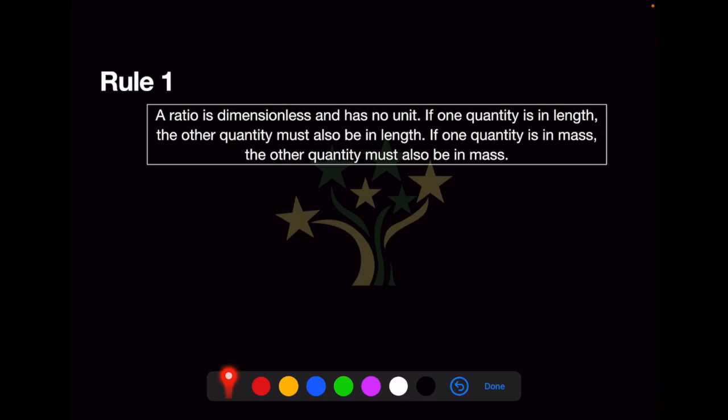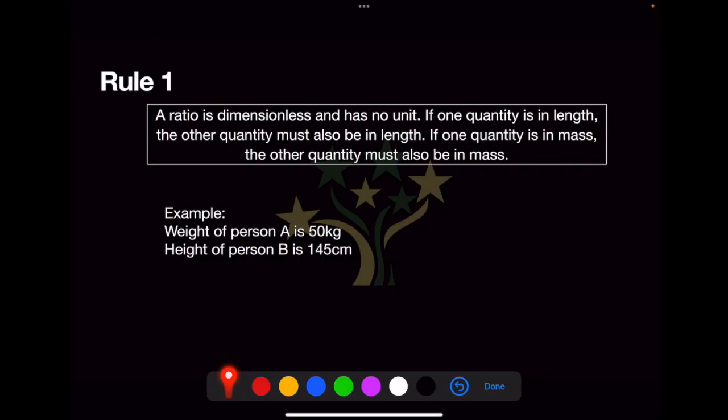So rule number 1, a ratio is dimensionless and has no unit. If one quantity is in length, the other quantity must also be in length. If one quantity is in mass, the other quantity must also be in mass. So when you have to find the ratio, both the quantities should be in the same unit. Now let's see an example.